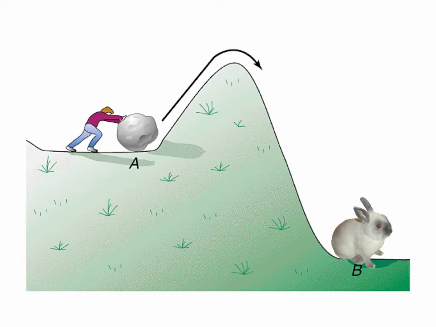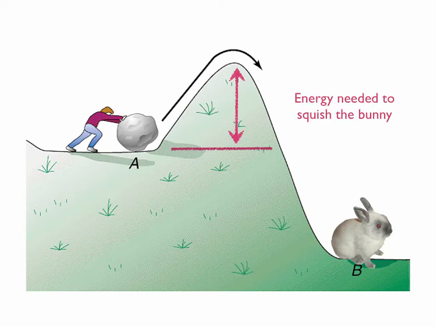So let's think about an activation energy as being like this big hill where I have to push this rock over the hill to squish this bunny. So this hill is the energy that's required for me to be able to squish the bunny. That's how much energy I have to put into the rock in order to get it to roll down the hill and squish the bunny. That's an activation energy. That's the energy that's required for me to get the job done that I want to do.